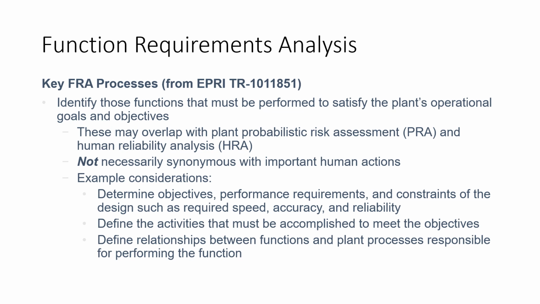So some examples are you need to determine the objectives, performance requirements, and constraints of the design, and with considerations for speed, accuracy, and reliability. So if your system has a built-in timetable before something bad will happen, you need to be aware of that. Define the activities that must be accomplished to meet the objectives. And define relationships between functions and plant processes responsible for performing the function.